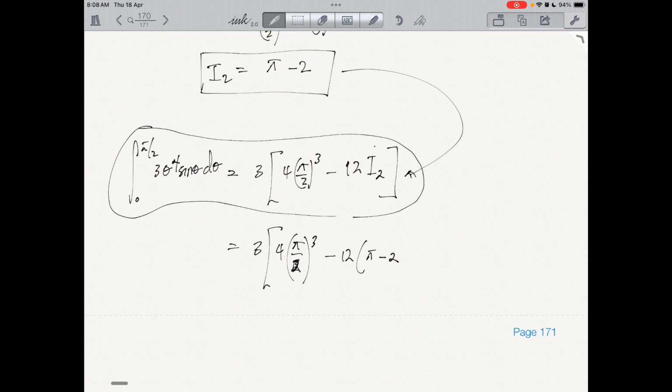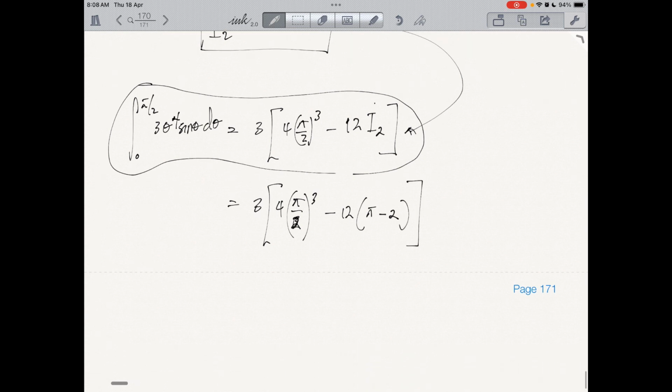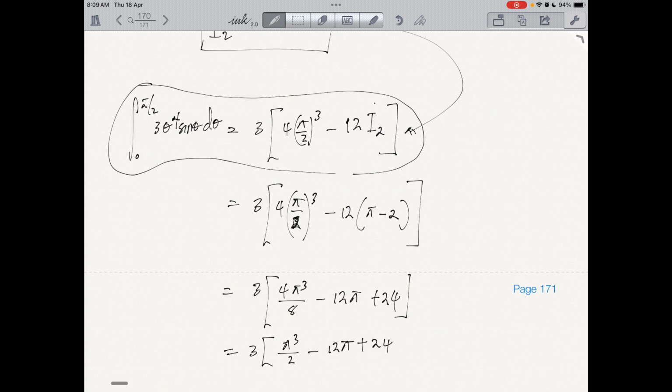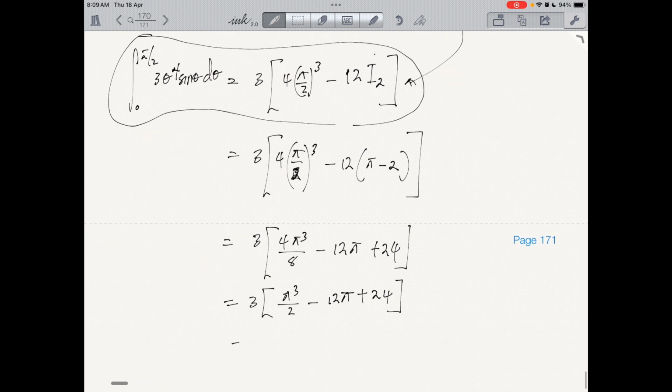So simplifying further, you will have 3 into 4 pi raised to the power 3 over 8 minus 12 pi plus 24. So this will give us 3 into 2 pi, or pi raised to the power 3 over 2, minus 12 pi plus 24. And using our calculator and simplifying to 2 decimal places, we'll have our final answer to give us 5.41.